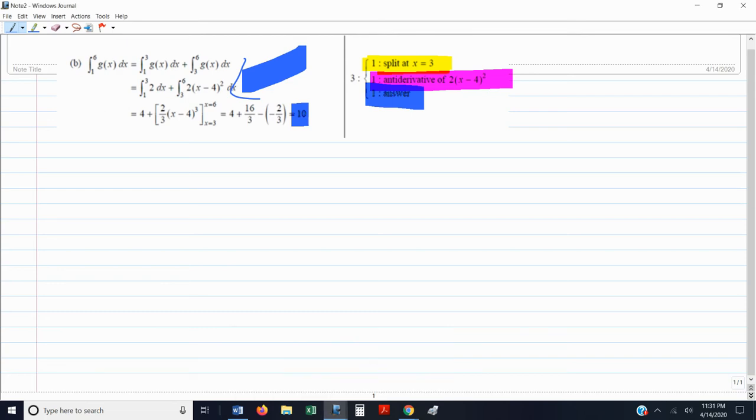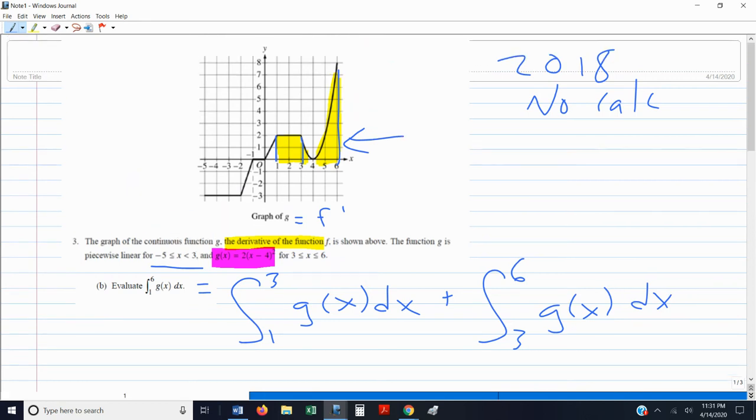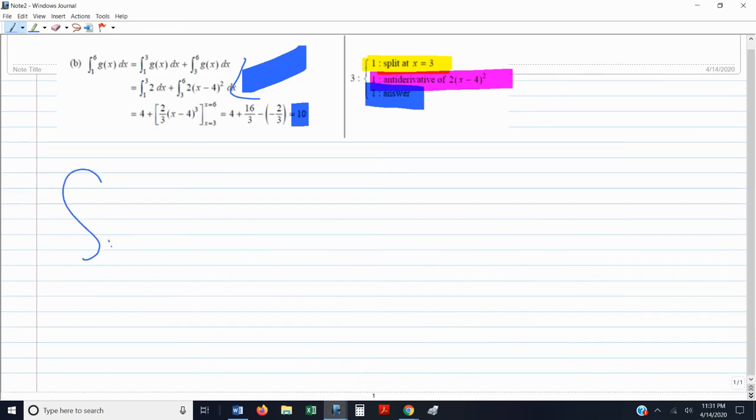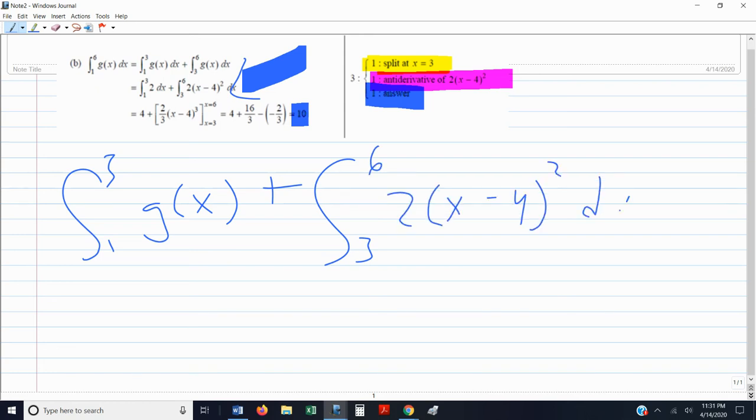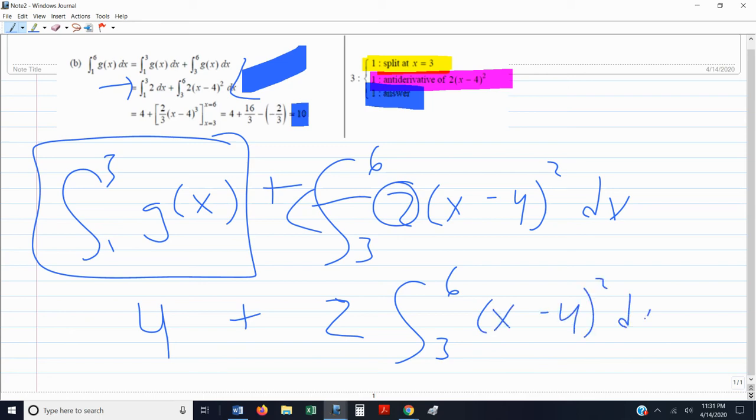Okay, so let me go back to this. So we had 1 to 3 g of x and 3 to 6 that g of x function. Just noticing they have a little different approach there with the antiderivative of 2. We saw this as a square and got that area as 4. All right, and then I'm going to take that constant of 2 and move it out like we did before, and then we have x minus 4 squared dx.